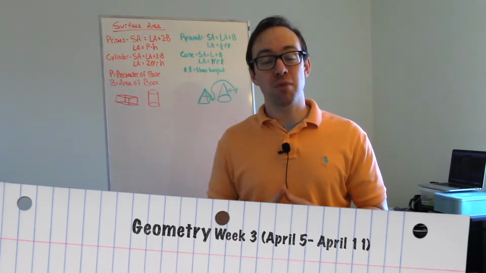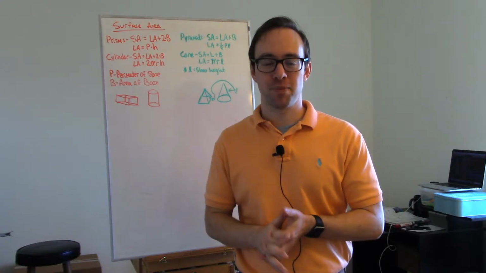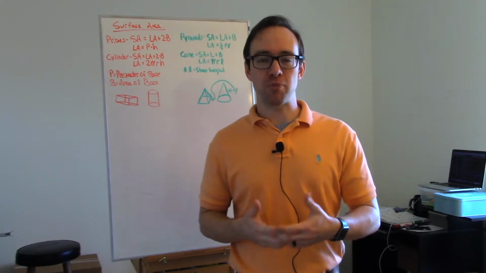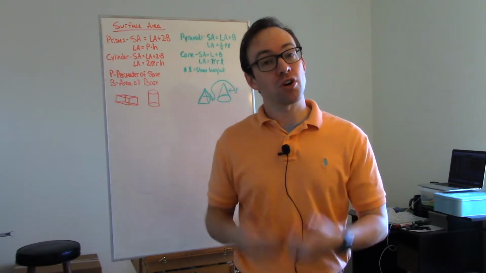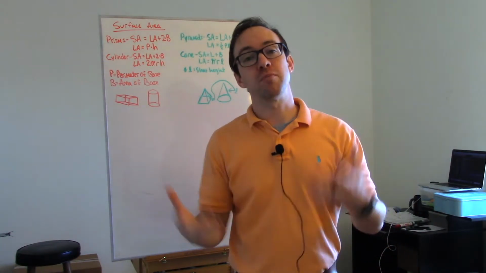Last week we finished up the chapter on area, two-dimensional area. This week we are jumping into the chapter on volume. To start us off here, we're going to be looking at the surface area of a three-dimensional object.